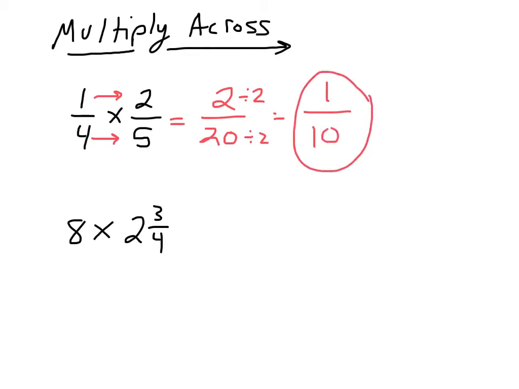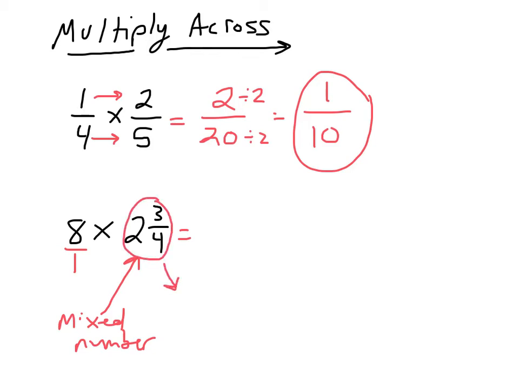Okay, this might be the only point where it gets a little tricky. When you have a mixed number, you have a little work to do. Because you can't just multiply across with 8 over 1 times 2 3/4, because what would you multiply 8 by? So we have to turn 2 3/4 into an improper fraction. So it's 2 times 4 plus 3. So it's 11/4. So it's 8 over 1 times 11/4.